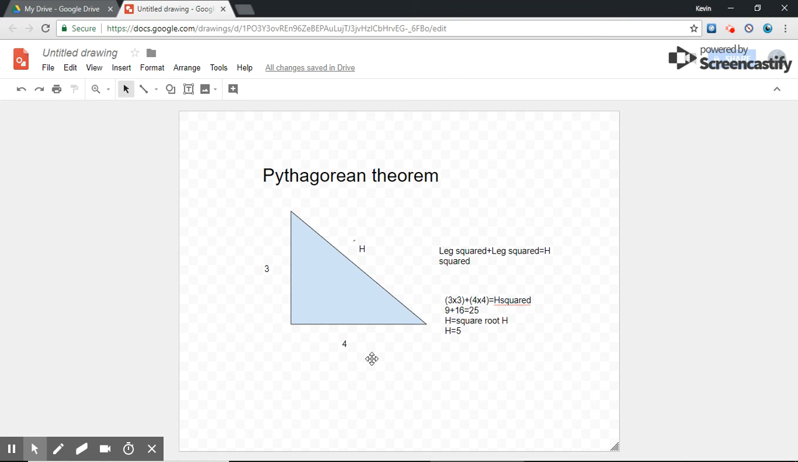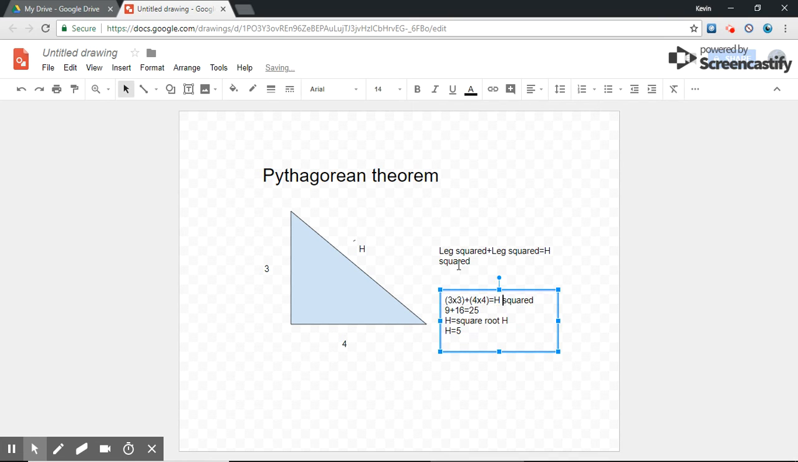So how does this actually work? Well, 3 times 3 plus 4 times 4, right? Because leg squared plus leg squared. So 3 squared plus 4 squared equals h squared. So as I have already told you here, equals h squared. So now 9 plus 16 equals 25, because 3 times 3 equals 9, as we probably know, and 4 times 4 equals 16.